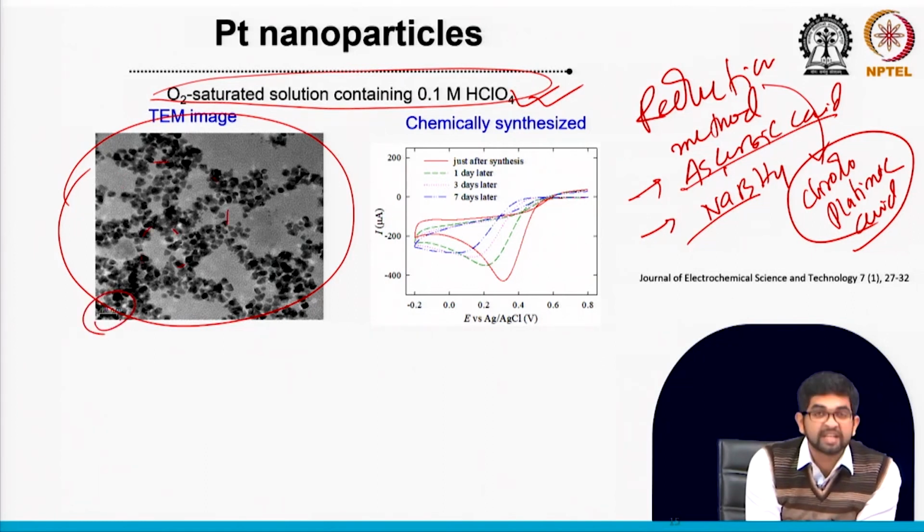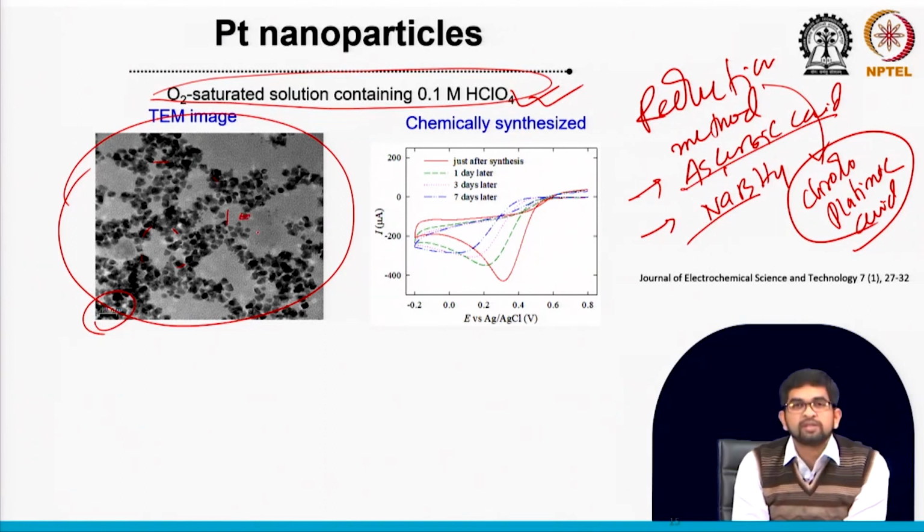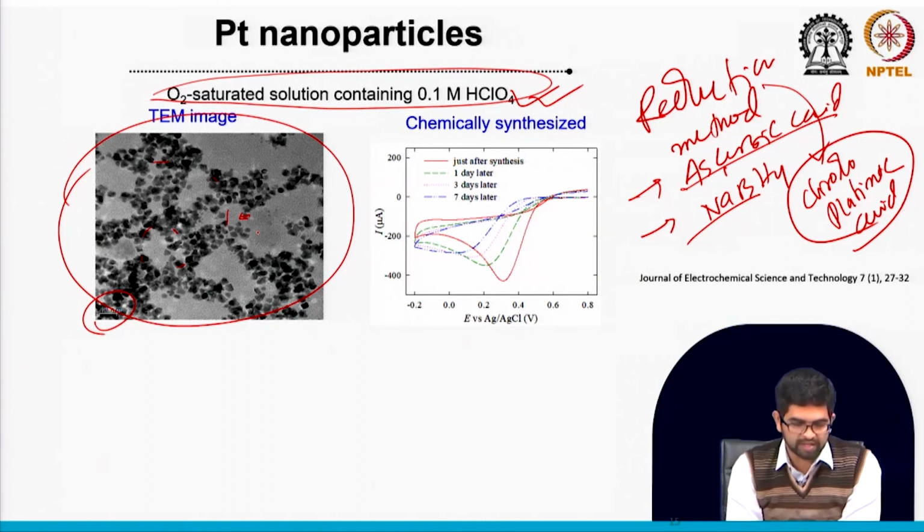So, the scale bar is 10 nanometer. So, it means this size is really small, right? It is almost 1 nanometer, something like this. Very small size nanoparticle you may get from chloroplatinic acid after the reduction.